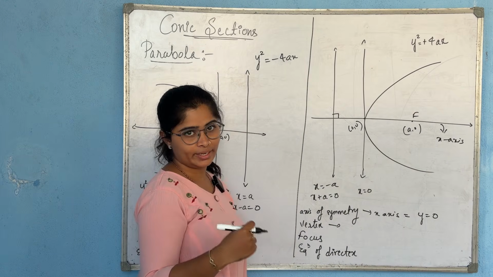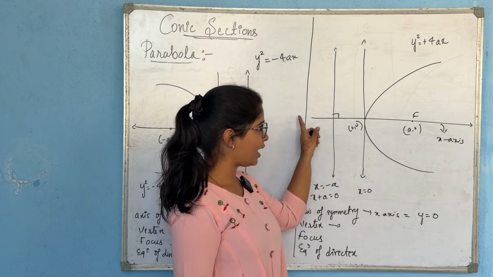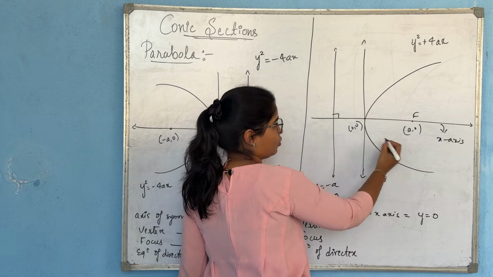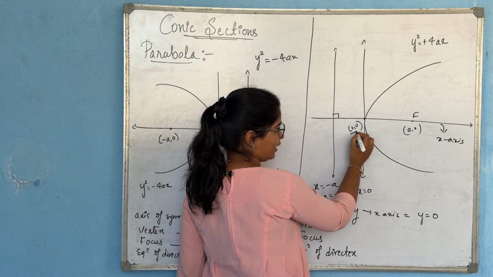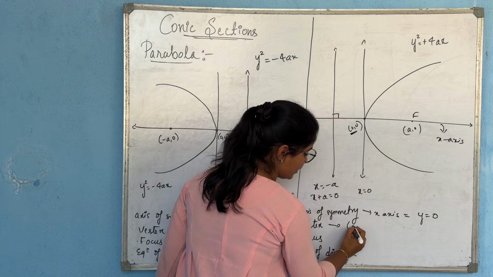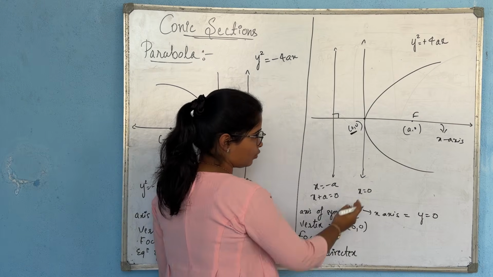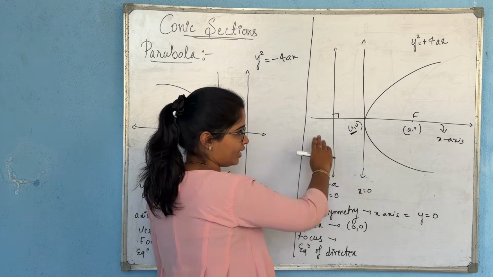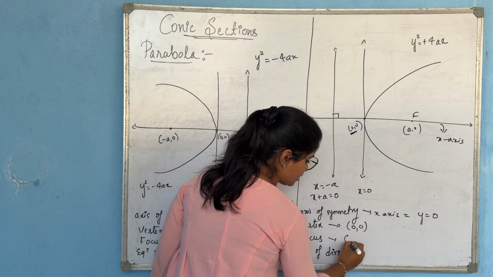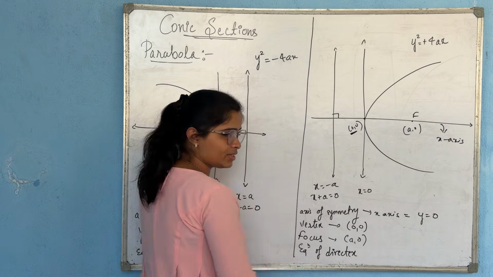Vertex was the intersection of the conic section and the axis. It is intersecting at the point 0, 0, and hence the vertex here is 0, 0. What is the focus? The focus for a parabola which lies on the positive x axis is given as a, 0. And next is the equation of directrix.